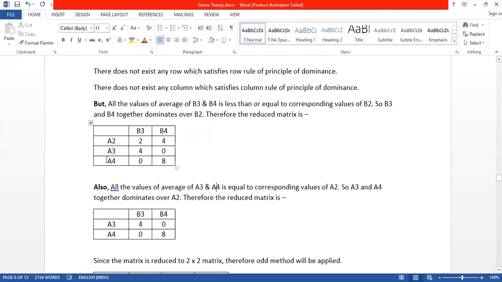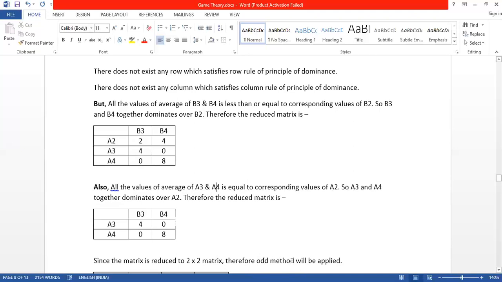That means we can say A3 and A4 together dominate over A2. Therefore, the reduced matrix is this, right? Now observe, you have reduced it to a 2 cross 2 matrix. 2 strategies for A and 2 strategies for B, right? Since the matrix is reduced to a 2 cross 2 matrix, the odd method will be applied, right? So I'm not getting into the solution of this reduced matrix now. You can refer to the lecture specifically dedicated to the odd method, right?